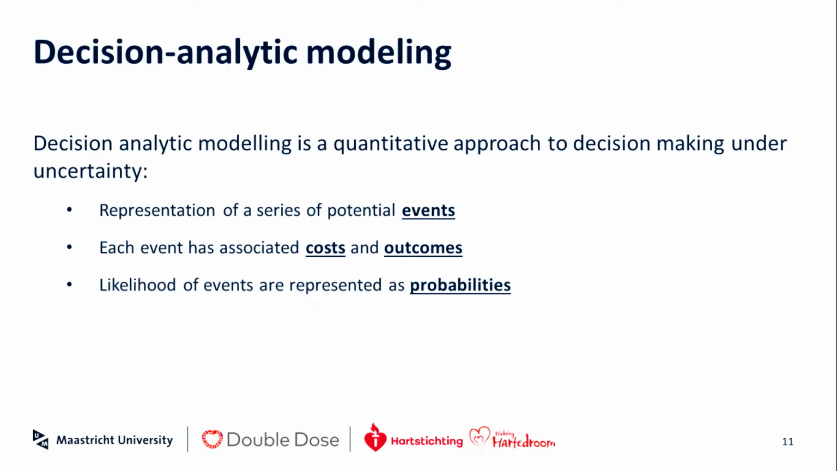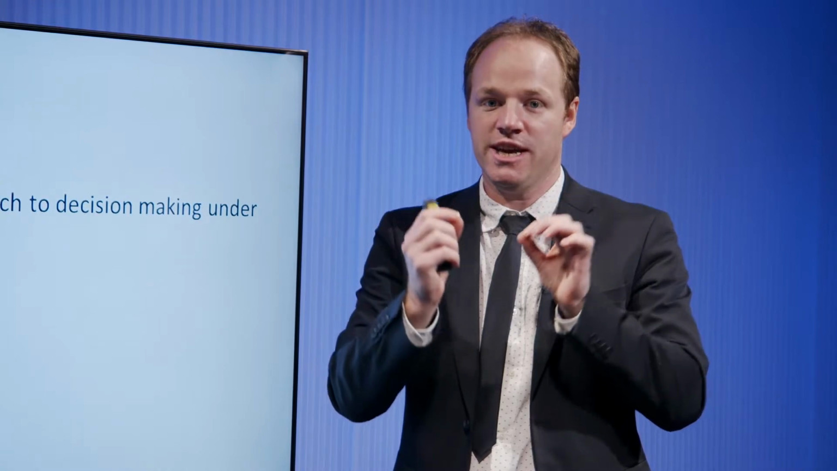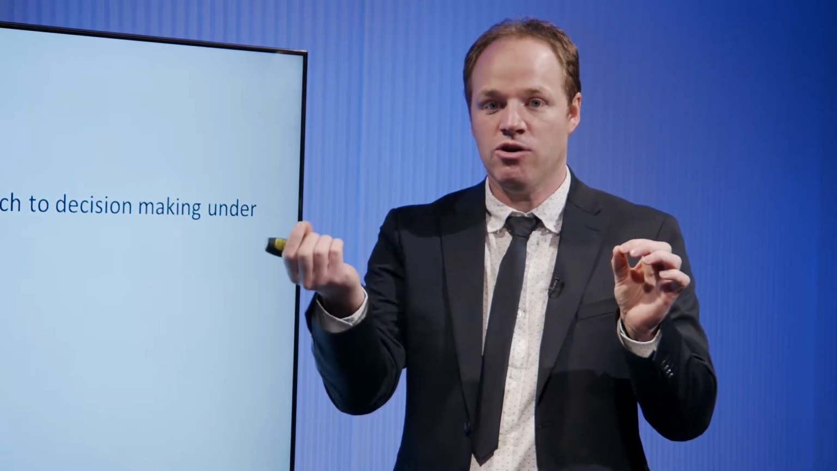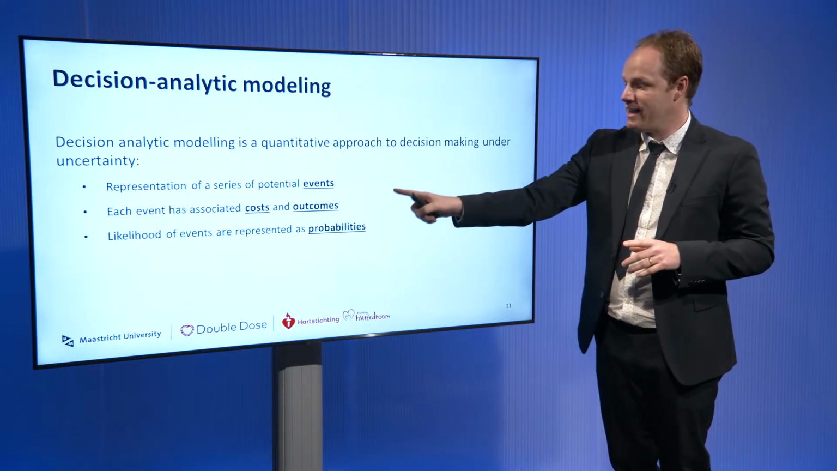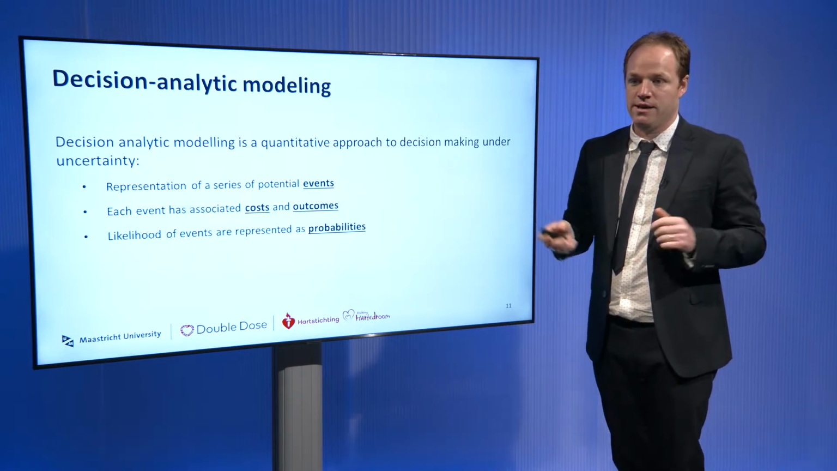A decision analytic modeling, a decision model, is just a quantitative approach to decision making under uncertainty. And with a model, you estimate a series of events, like, for example, having a stroke. That's a typical example of an event. And for each event, you will get some cost and some outcome. Each event is associated with cost and outcome, and we need some probabilities for each of the events. Then some key aspects of a model are the events, the cost and outcome associated with the event, and the probabilities to get specific events.